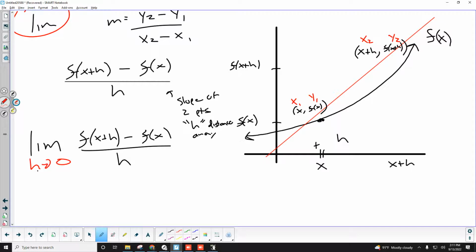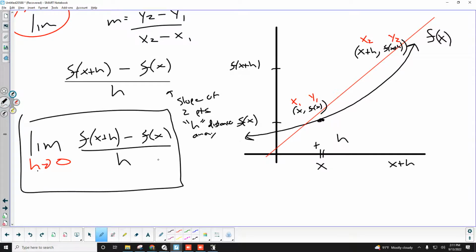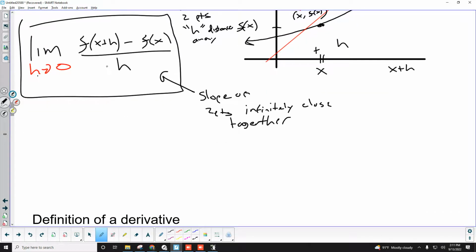But he's like, yo, take the 2 points and have their distance approach 0, and we now have the marriage of limits and slopes. We now have a formula that's going to give us the slope of 2 points infinitely close together, or we have the formula for a slope of a tangent.